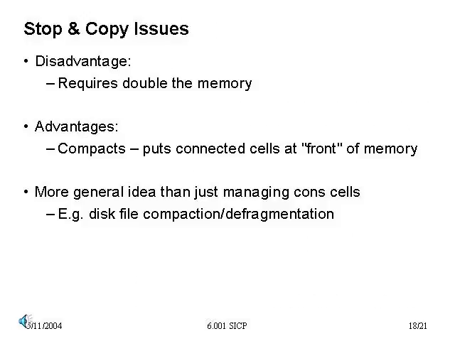So what's the relationship between stop and copy garbage collection and mark sweep? Basically there's some trade-offs. The big disadvantage is that in stop and copy, we require double the memory. Or if you want to think of it, for a fixed amount of memory, we only ever have half of it available at any one point in time, because we have to reserve the other half for copying.